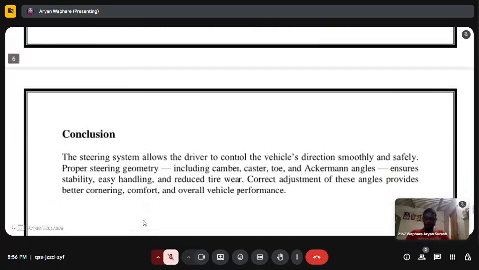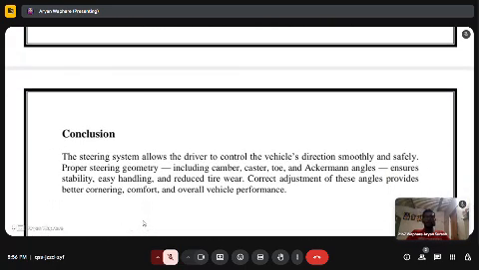Conclusion: the steering system allows us to control the vehicle direction smoothly and safely. Proper steering geometry, including camber angle, caster angle, toe and kingpin angle, ensures stability, easy handling and reduces tyre wear. Correct adjustment of these angles provides better cornering comfort and overall vehicle performance. Thank you.